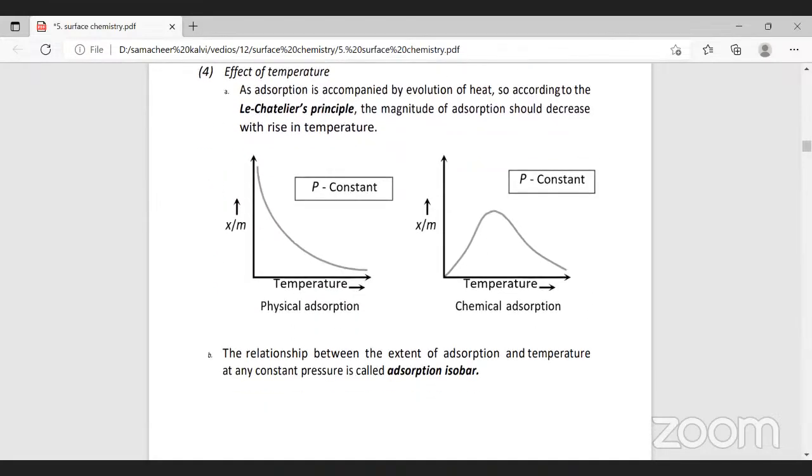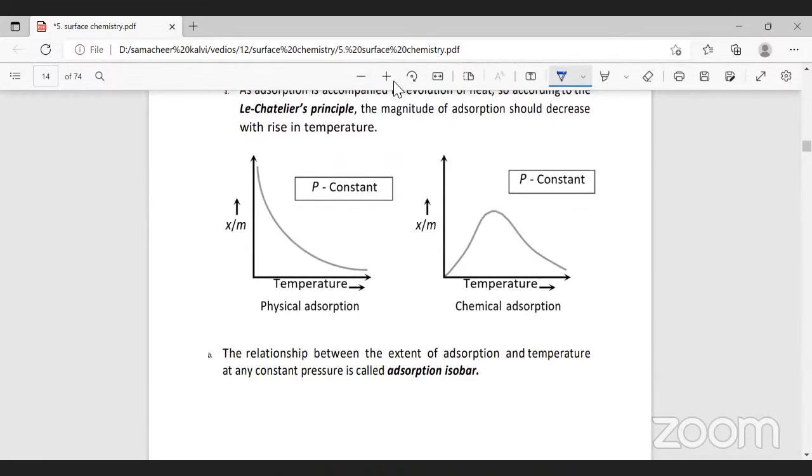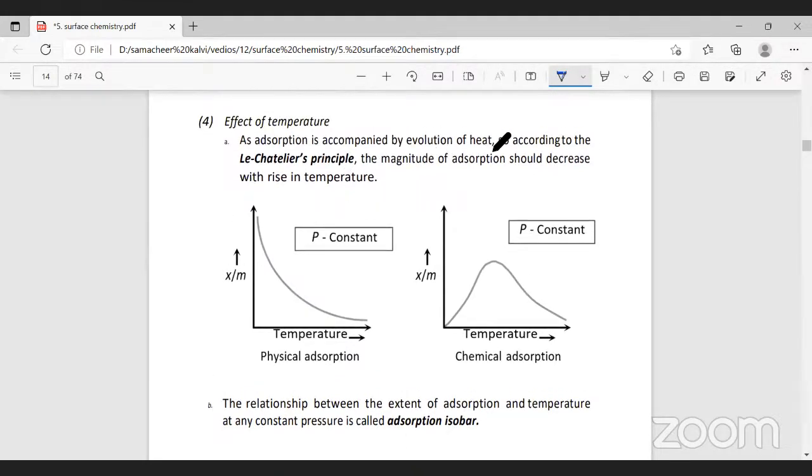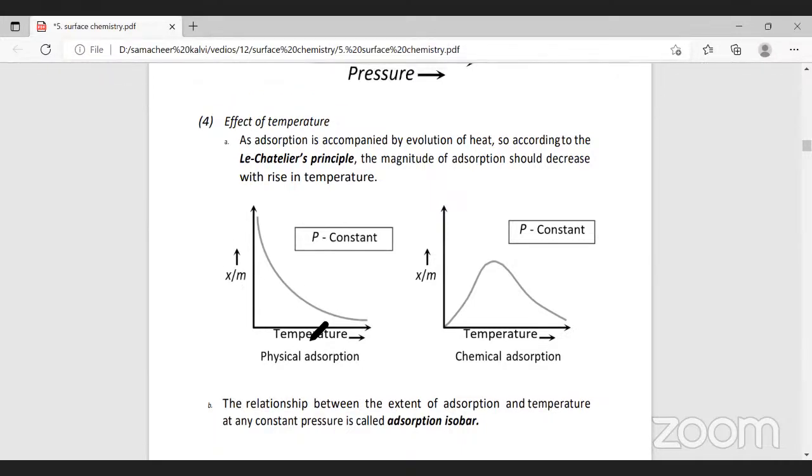Next is the effect of temperature. As adsorption is accompanied by evolution of heat, according to Le Chatelier's principle, the magnitude of adsorption should decrease with rising temperature. The magnitude of adsorption, x/m, where x is the mass of adsorbate and m is the mass of adsorbent, should decrease. As a function of temperature, the extent of adsorption decreases for physical adsorption. But in case of chemical adsorption, it increases and then decreases at constant pressure.